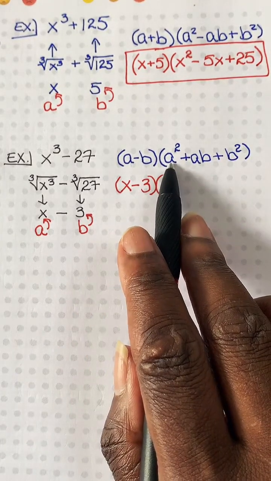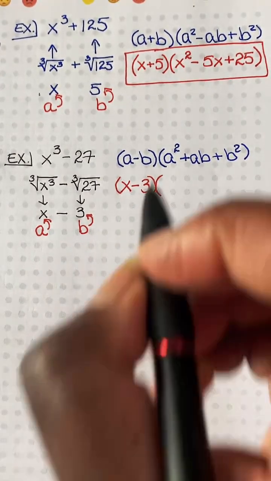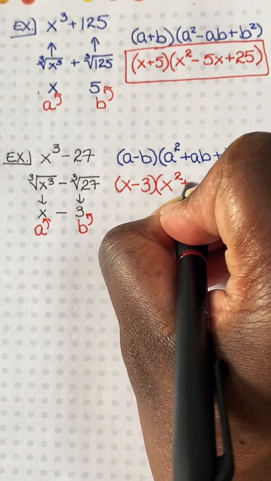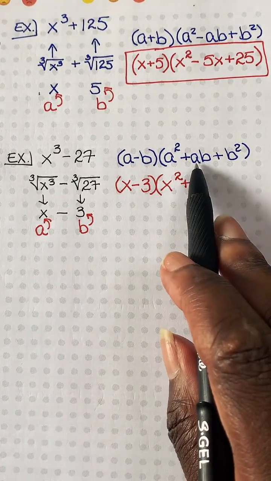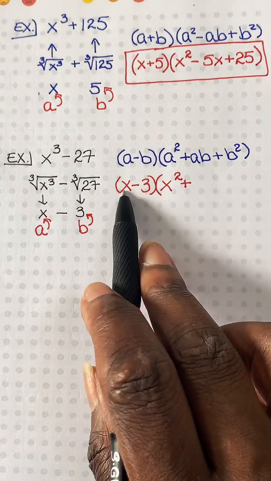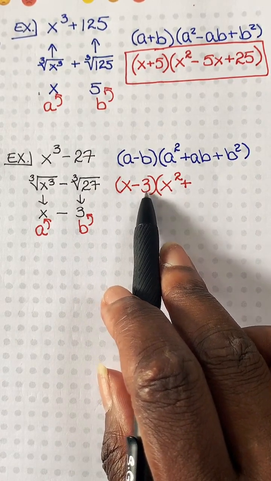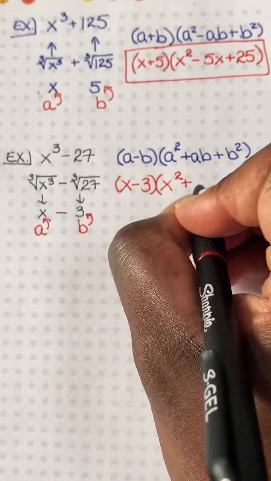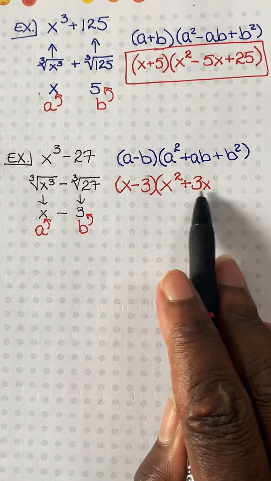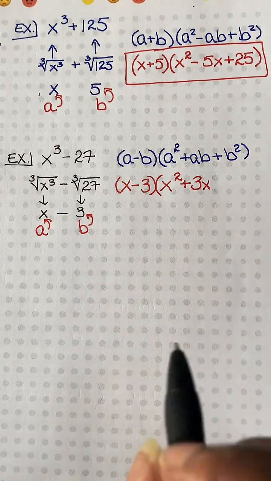So we are looking for my A squared. My A is now X. So we're looking at X squared. Bring down the plus sign. Now we have AB. AB means A times B. If my A is X and my B is 3, when you multiply those, that gives you 3x. Remember, the coefficient always goes before the variable. And then plus my b squared.